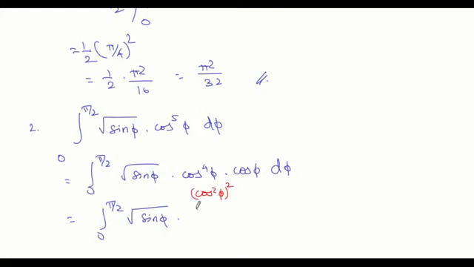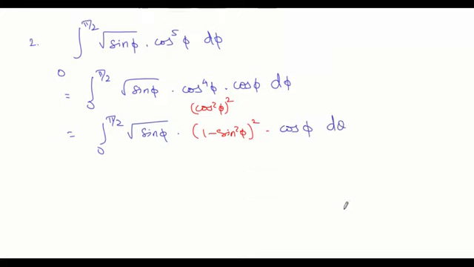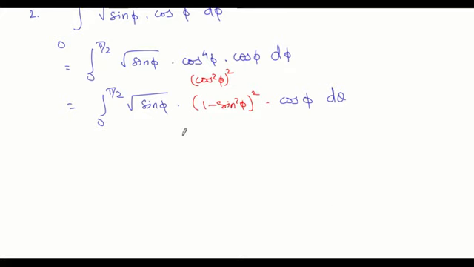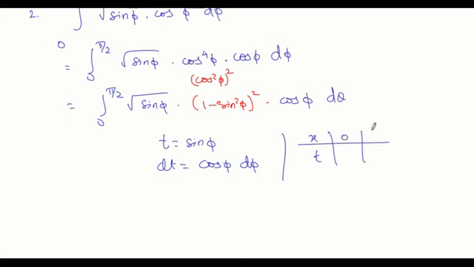So that means we can write this as 1 minus sine square phi whole square, but here is cos phi itself. Children, here what we are having? We have sine. So let t equal to sine phi. Therefore your dt is nothing but cos phi d phi only. So now we can replace, but the limit also should be changed. That means for t, x is 0 to pi by 2.